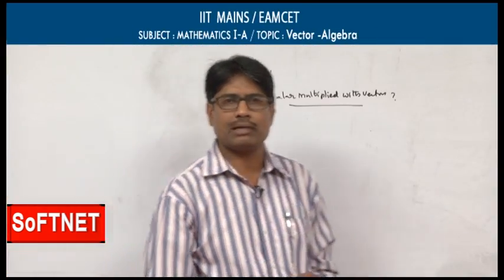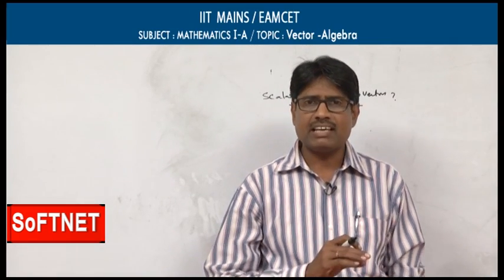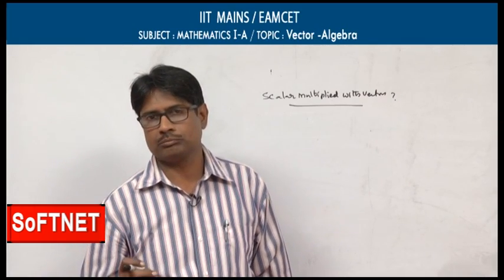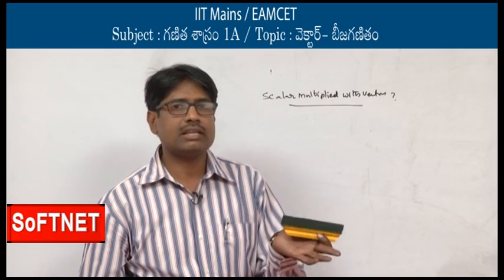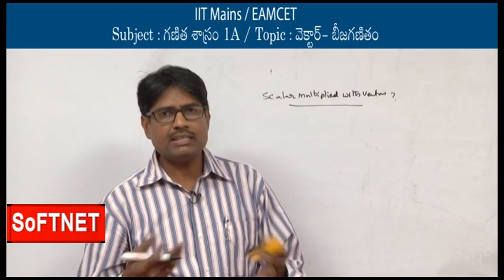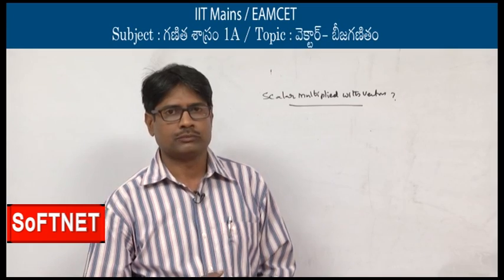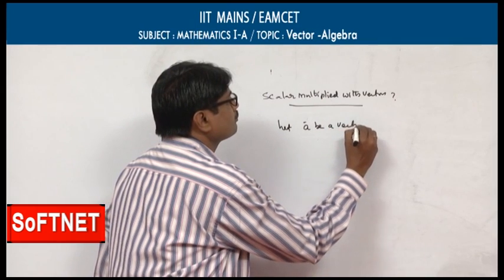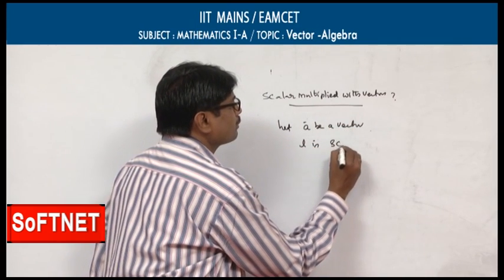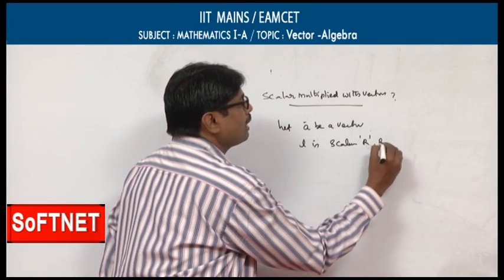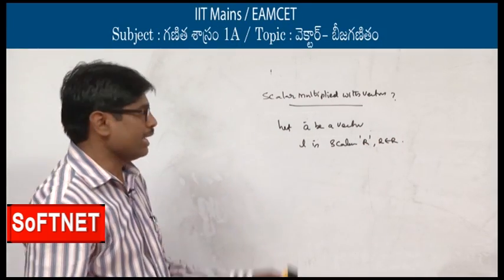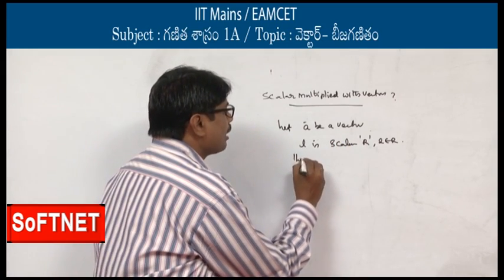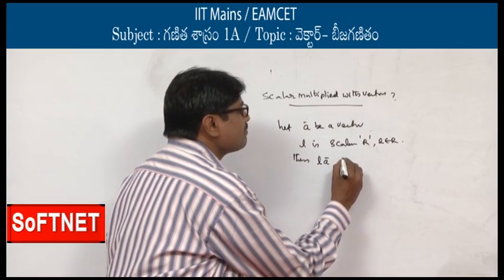How will a scalar be multiplied with a vector? If a scalar is multiplied with a vector, is the resultant a scalar or a vector? If it is a vector, then what will be the direction? If it is a scalar, there is no question of direction. Let A bar be a vector and L a scalar. Generally a scalar is a real number, L belongs to R. A bar is a vector and L is any scalar. Then LA bar is a vector.